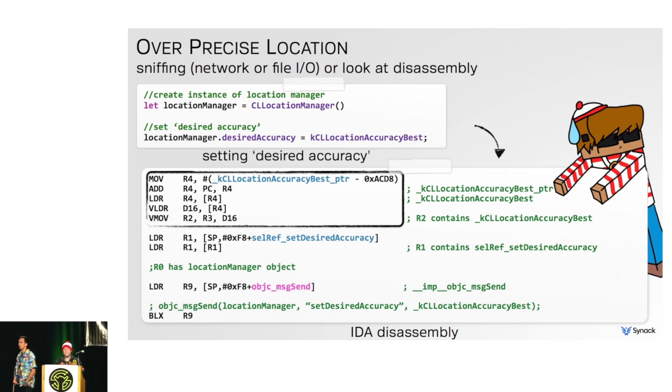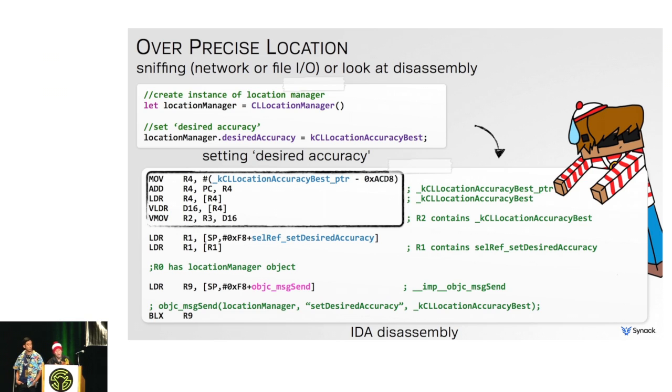And if this is set to CL location accuracy best, this means the app is saying, hey, iOS, please give me the most accurate geolocation information you have because I want to make use of that. And remember, if it's not specified, that call is not made, iOS is going to default to the highest level.